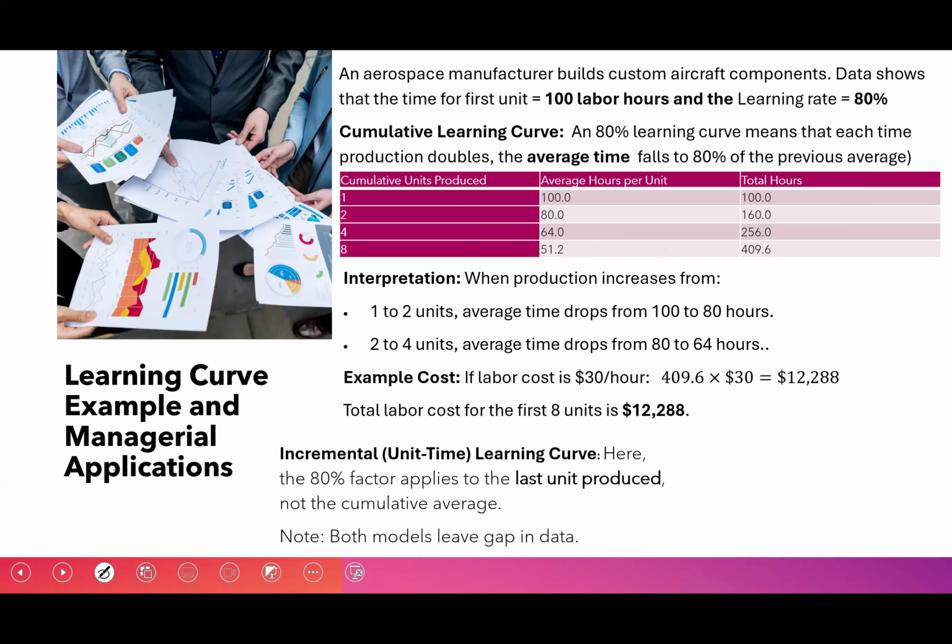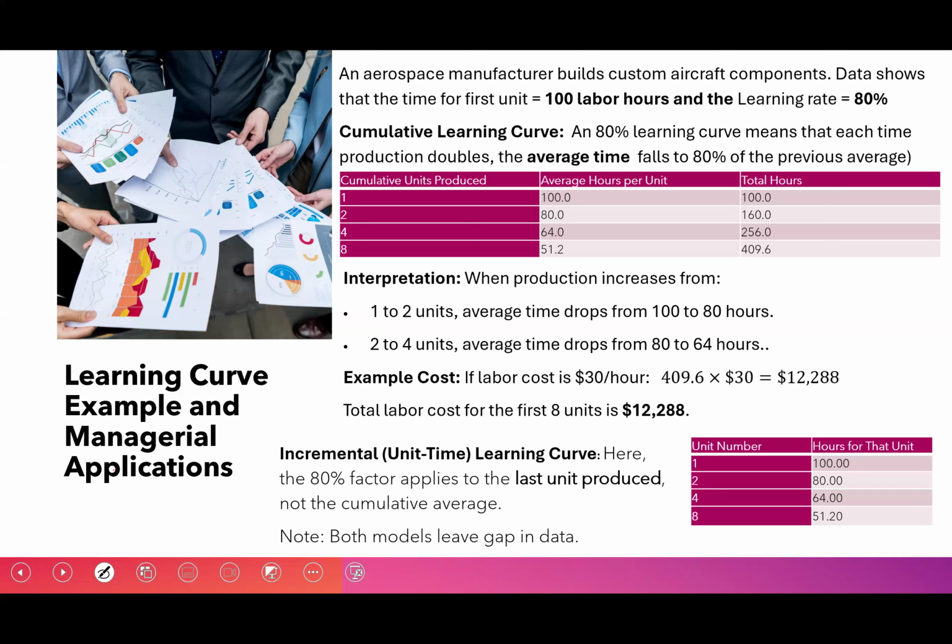So now let us compare and contrast it with the incremental method, which is a much easier one. The 80% factor given to us in the question is also going to apply to the incremental units, almost like the concept of average cost and marginal cost in economics. Average cost is like your cumulative average method, and marginal cost is almost like your incremental method. This is what your incremental table would look like. Notice you need only one. From 100, it comes down to 80, which is 80% of that, then 80% of that, and 80% of that again.